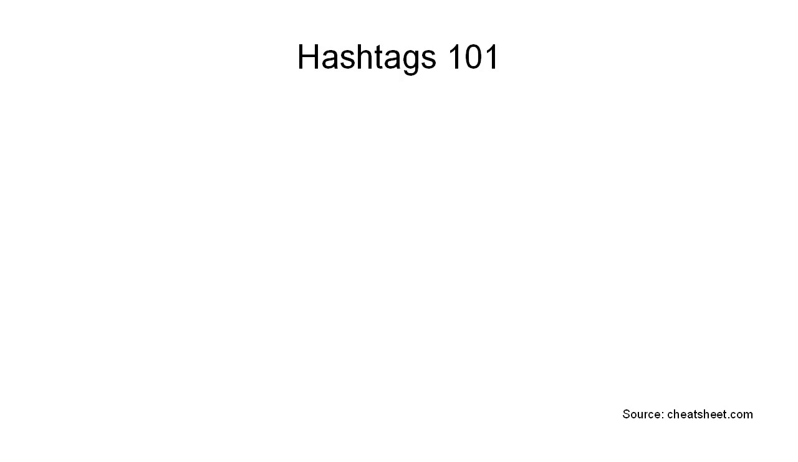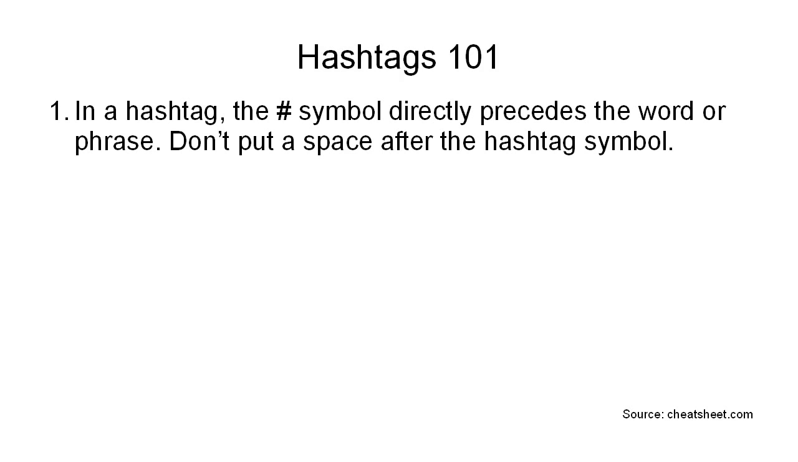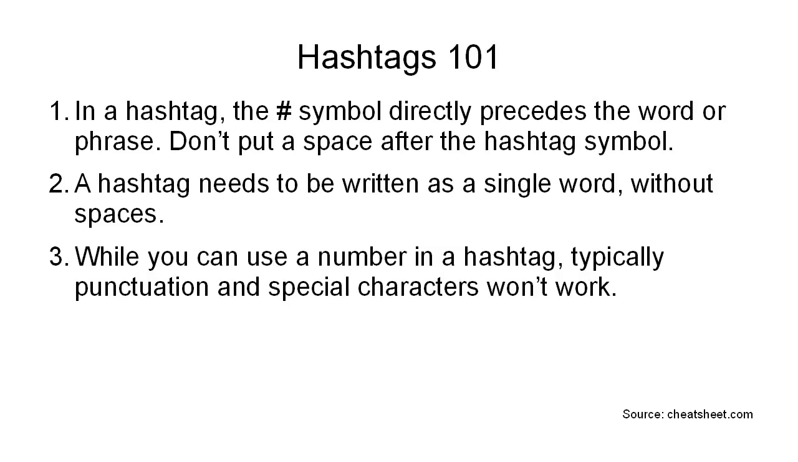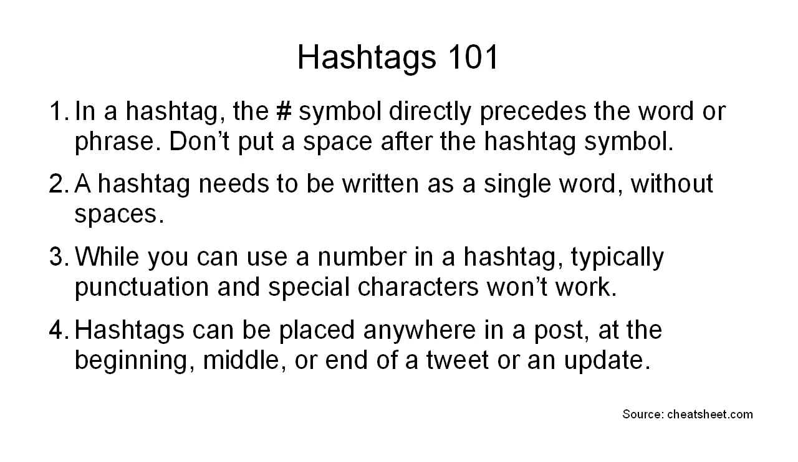Okay, a few simple rules for writing hashtags. First of all, in a hashtag, the hash symbol directly precedes the word or phrase. Don't put a space after the hashtag symbol, otherwise it won't work properly. Secondly, a hashtag needs to be written as a single word without spaces. Thirdly, while you can use a number in a hashtag, typically punctuation and special characters won't work, so just alphanumeric characters only. And finally, hashtags can be placed anywhere in a post. They can be at the beginning, the middle, or the end of a tweet or an update.